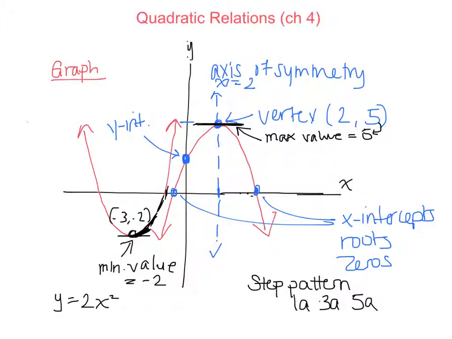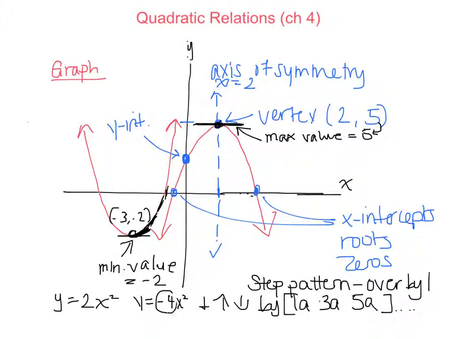So the way the step pattern works is when you start at the vertex, you always go over by 1. So your step pattern goes over by 1, and it goes up or down by whatever the steps are. So if my equation was y equals 2x squared, it would go over 1, up 2, over 1, up 6, over 1, up 10. A negative a value, such as y equals negative 4x squared, the negative 4 would mean that it goes down instead of up. So that's how you can tell how to plot your points on a graph.